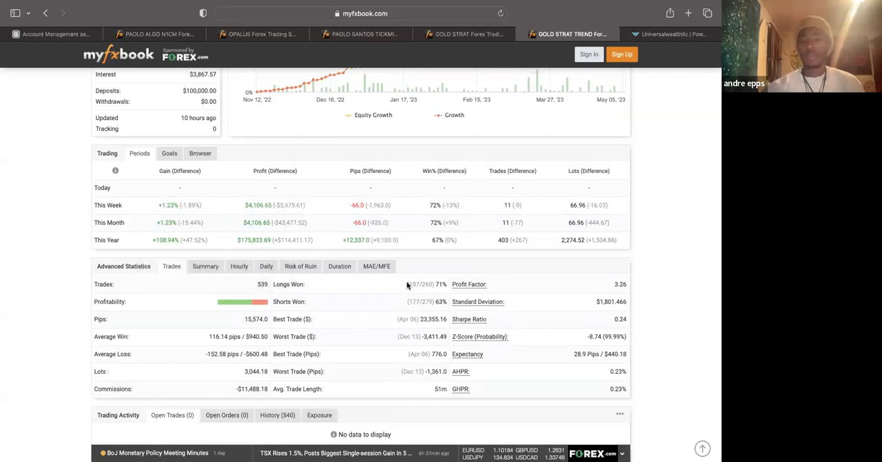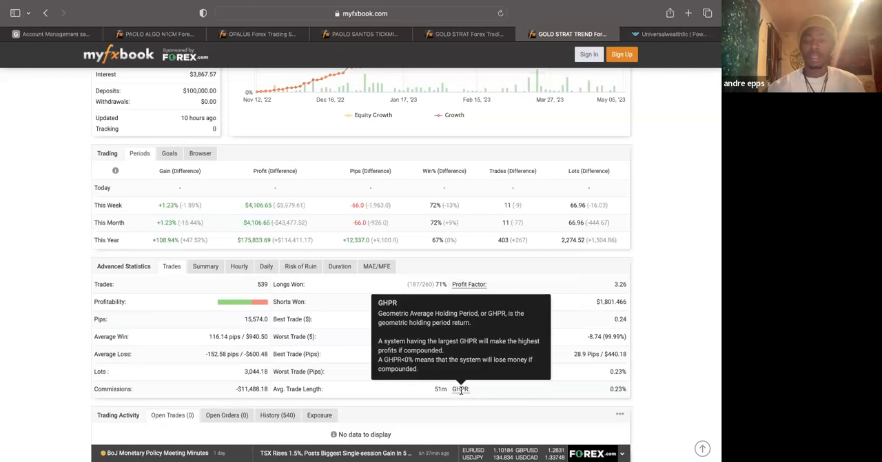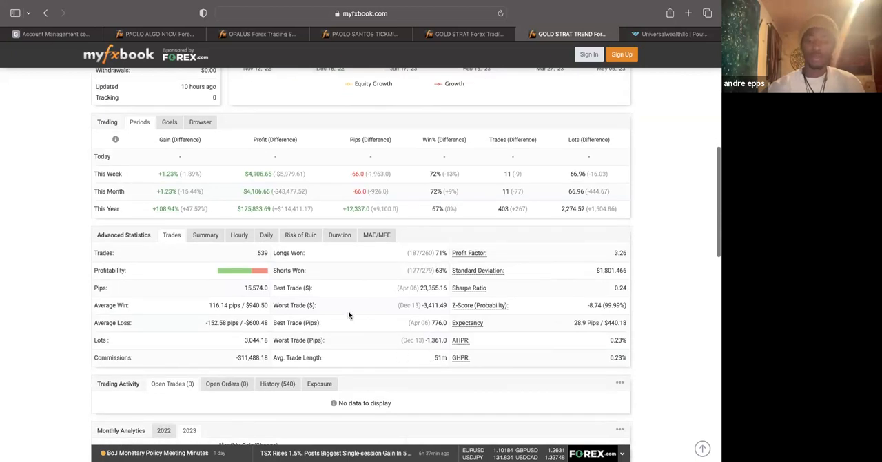All of the above. The win percentage for buys is 71%. The win percentage for sells is 63%. Again, that number is correlating to the last 4 MyFX book stats that I showed you guys. Even down to the Z-score probability, there's a 99.99% chance that a profit will be followed by a profit and a loss will be followed by a loss. Again, the GHRP in terms of compounding your account, that's 0.23%, which means that you can leave your money in the account. This is beautiful for us.